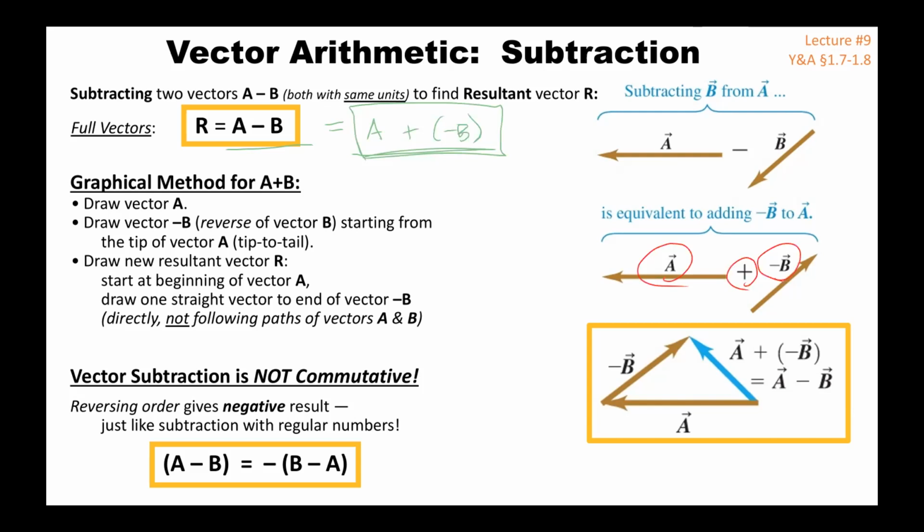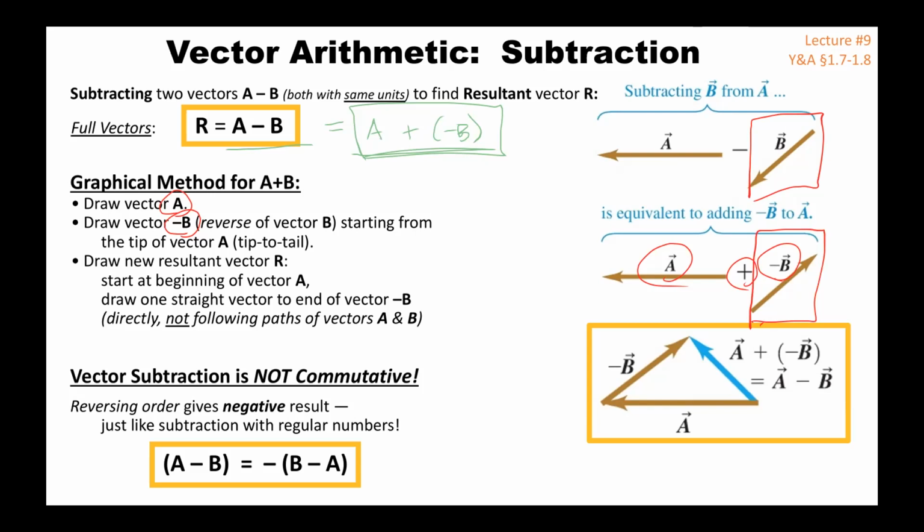So if you're going to draw a tip to tail diagram, a graphical diagram, what you should do is you start by drawing vector A, and then you add to the end of vector A the reverse of vector B. In other words, the flip of vector B. So this was the original vector B right here. This is -1 times vector B. Notice how it has the same length, but it's just flipped around 180 degrees.